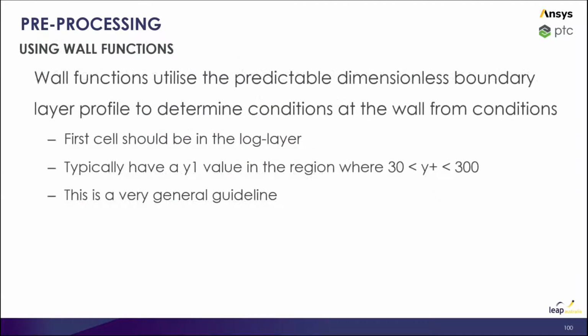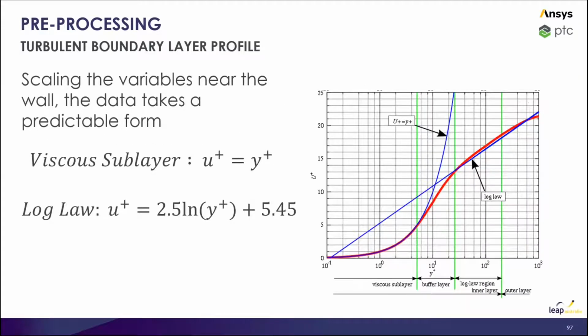Let's go back to this slide so I can explain properly what Y plus is. So these values, like I mentioned before, are non-dimensional. So U plus is a non-dimensional value of velocity. So that'll be non-dimensionalized with respect to what the actual free stream velocity is.